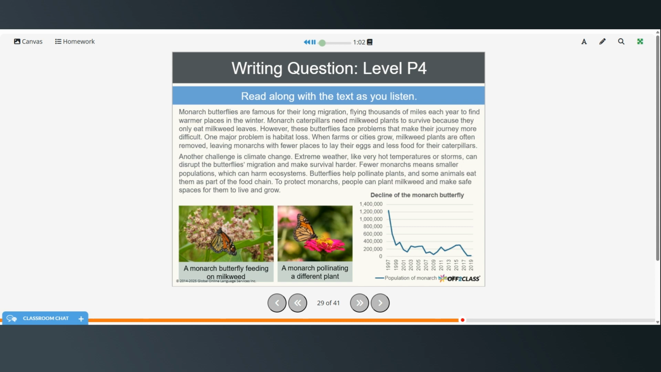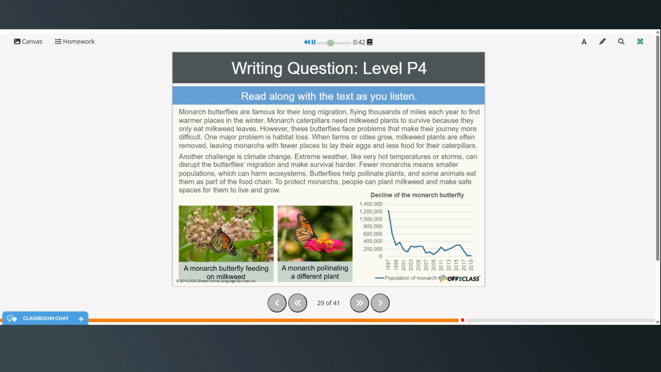Monarch butterflies are famous for their long migration, flying thousands of miles each year to find warmer places in the winter. Monarch caterpillars need milkweed plants to survive because they only eat milkweed leaves. However, these butterflies face problems that make their journey more difficult.